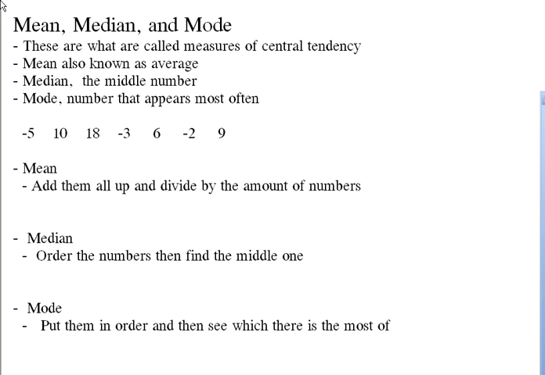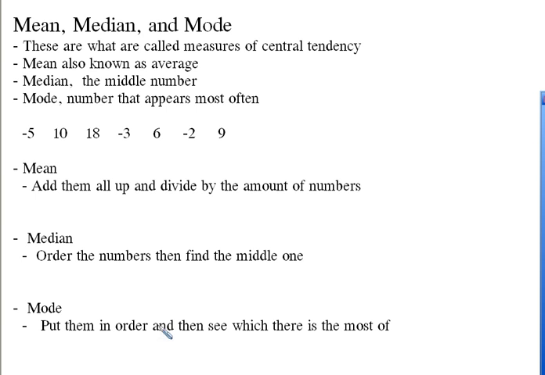Mean, median, and mode. Now these are what are called measures of central tendency, and they're just dealing with data and different ways of representing it. So mean is also known as average, and that's the thing that probably you're most familiar with working with.